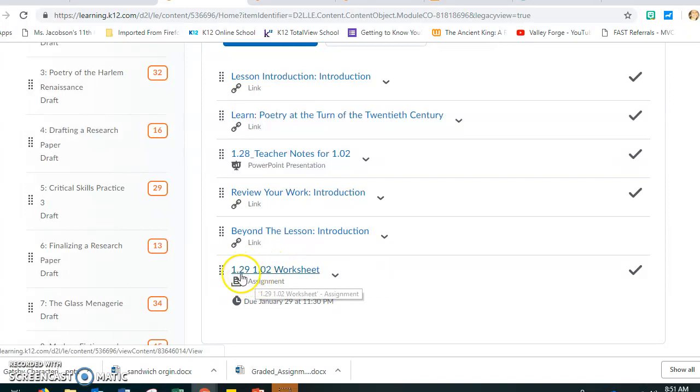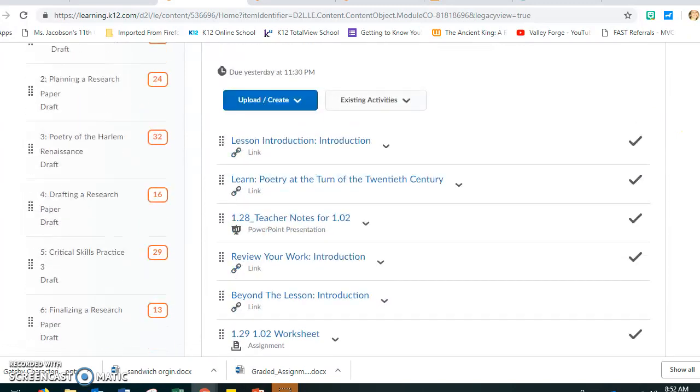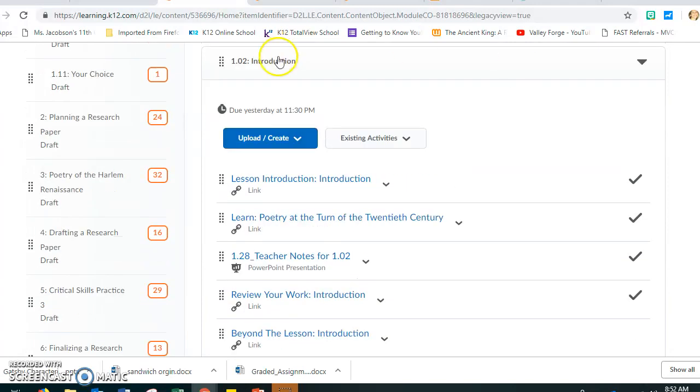A lot of students are saying they're having trouble answering the questions on this 1.02 worksheet. So where to find the answers? All of the answers should be right here in the 1.02 introduction, which means you need to click on the first one here, lesson introduction, and go through all of them. So I'm just going to show that to you. And you should be working in Firefox. It seems like the OLS works best in Firefox.